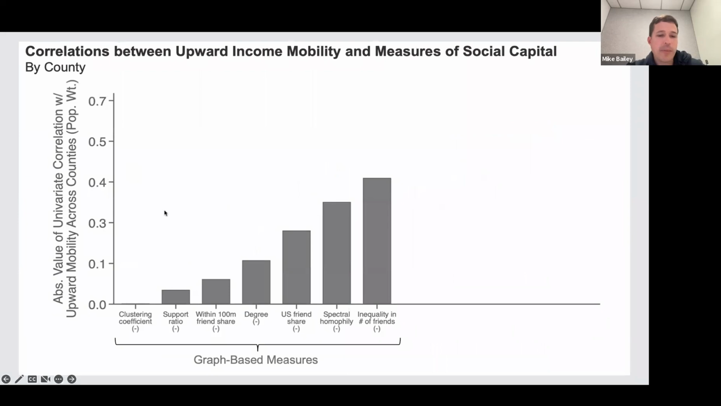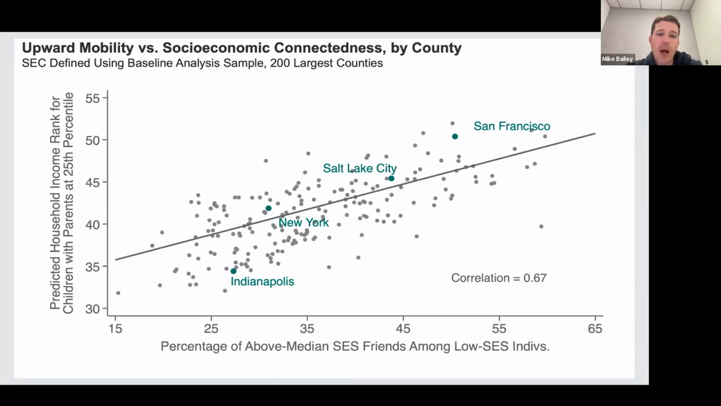So we take a bunch of measures of the graph, and I talked to a lot of people about graph measures today. We wanted to say, okay, there's this correlation between upward income mobility and socioeconomic connectedness. But what if we took a bunch of other measures, like the clustering of the graph or spectral homophily or things like poverty rates? Does this connection between the rich and the poor even matter compared to those other things? Does it explain upward income mobility? Is it an important determinant when you put all these other things into play?